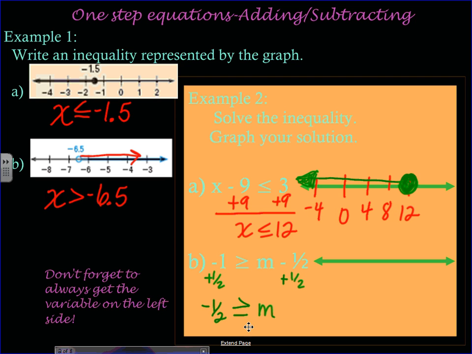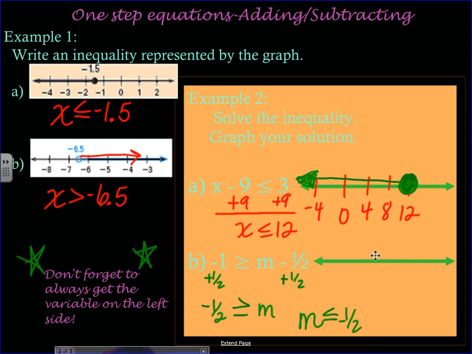And then the really important thing that I want you to notice here is that m is on the right-hand side. We don't want to keep it like that. We always want to go ahead and switch the sides of our variable and our number to always have the variable on the left-hand side. But when we do that, we can't just leave it the same inequality. We have to actually reverse the inequality. So now we have to make it a less than or equal to symbol. Okay? So please write down this important note over here in purple. Don't forget to always get the variable on the left side.